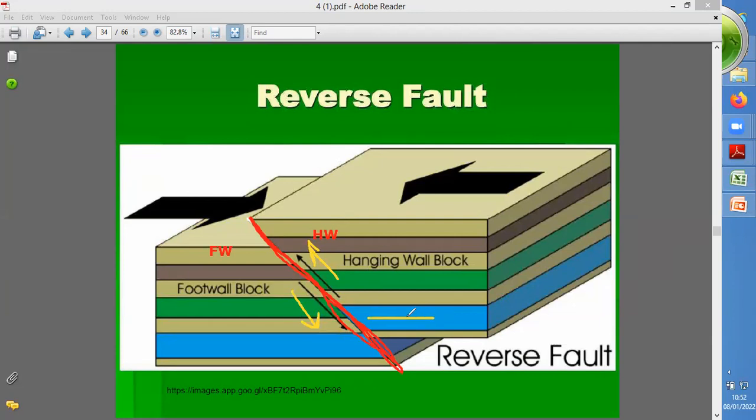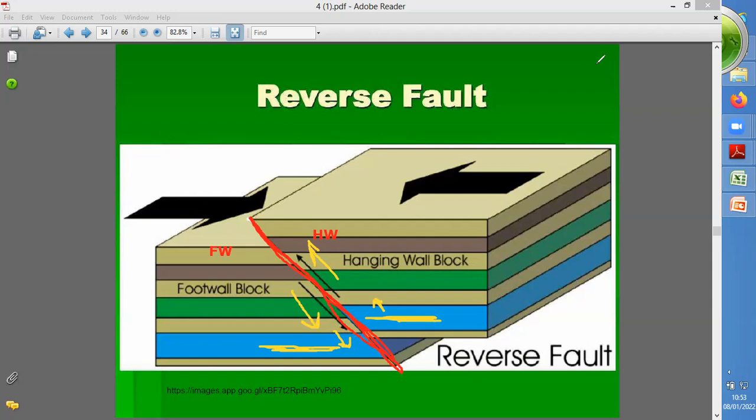So here, look at this blue color layer. See carefully the blue layer in this block. This blue layer is towards the upward side. In this block, this blue color layer is towards the downward side. So if such a displacement is there, where the hanging wall moves in the upward direction and the footwall moves towards the downward direction, then such a type of fault is considered a reverse fault.